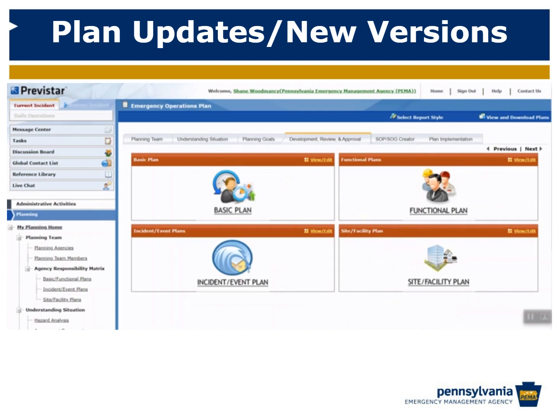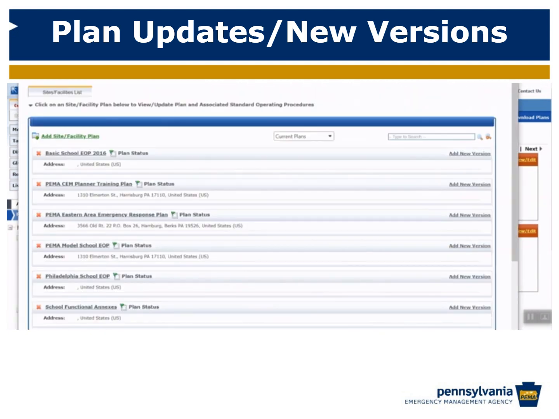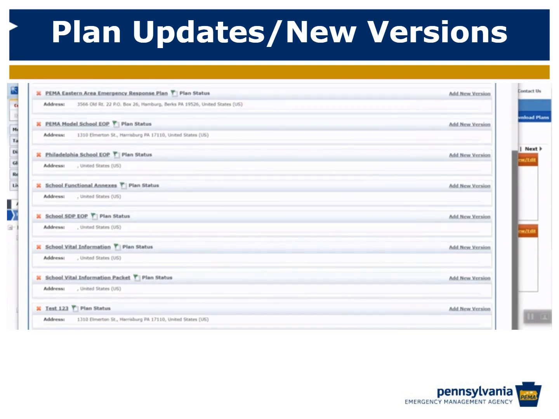So first, we're going to look at the plans that we're going to cover. In this first part are going to be the functional plan, site facility plan, and incident event plans. The process we're going to go through first is the same for all three of these types of plans. So in our site facility plan, we will use our test 1, 2, 3 plan down here at the bottom. And as you can see over here on the right is add new version.